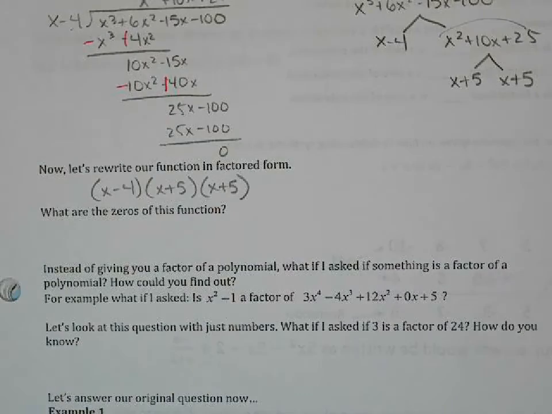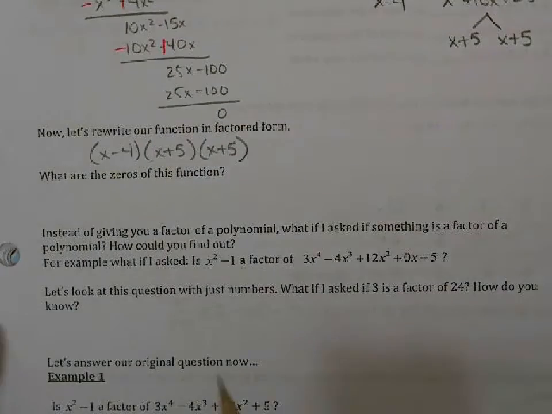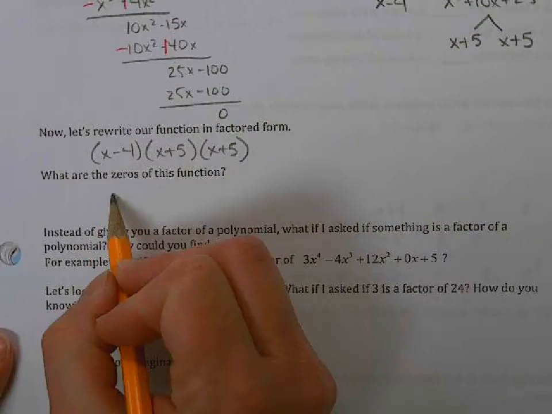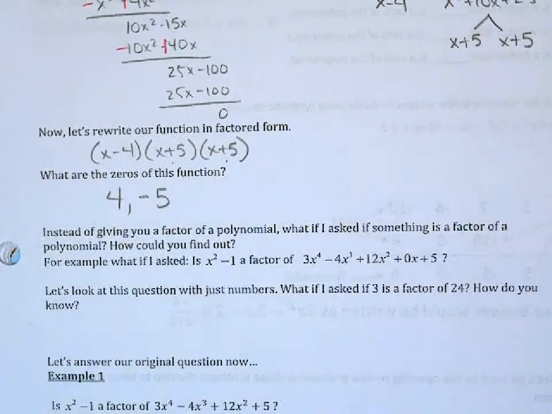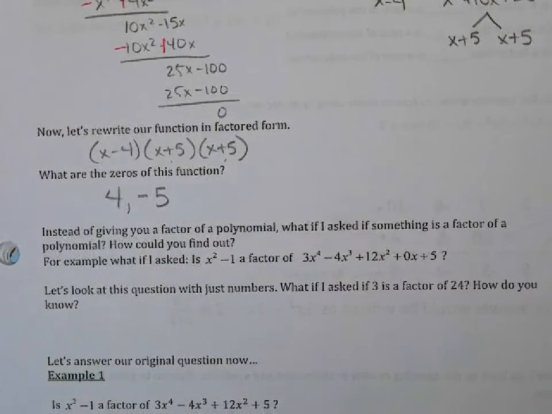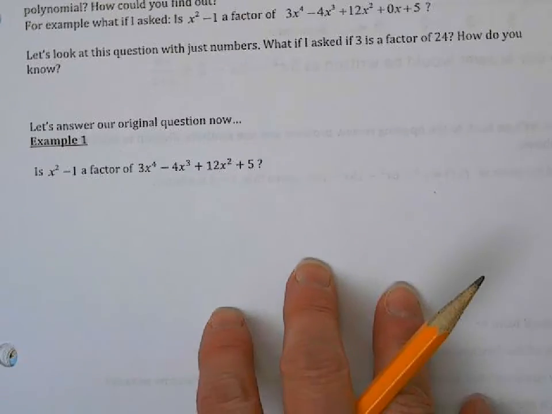What are the zeros of this function? Okay, where are the zeros? What would make this 0? Positive 4. What would make these 0? And negative 5. You feel good about that? Okay, moving on.